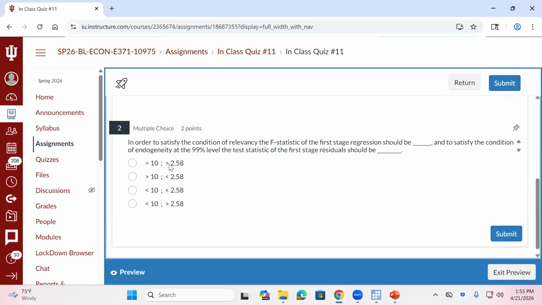But in terms of the quiz, what we want is an F statistic greater than 10. And then for the statistical significance, the p-value would be 0, but essentially our last cutoff for a test statistic would be the 99% level. So a p-value of 0.01 or a test statistic greater than 2.58 in absolute value. Okay. So greater than 2.58 and greater than 10 will be our two indicators that first criteria is met.